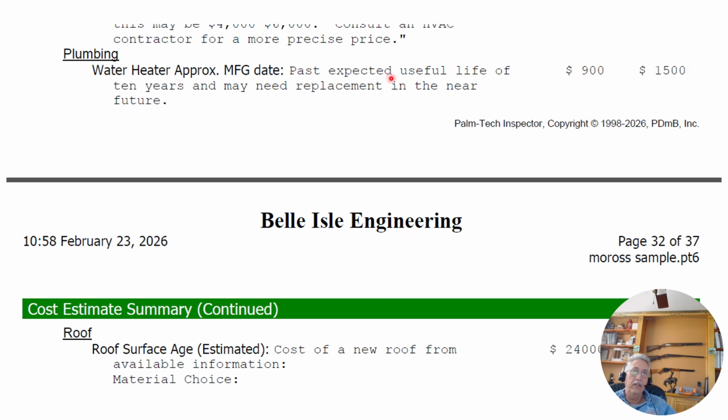Plumbing for that old water heater, $900 to $1,500, and that's what they cost around here installed. So the roof, oh boy, I thought I made that smaller here too. The roof was $24,000 to, so whatever $24,000 double is, which would be 48. So that's what that would come out to.